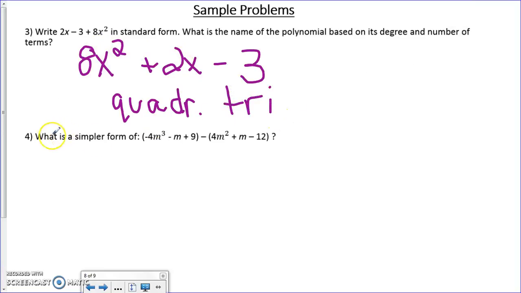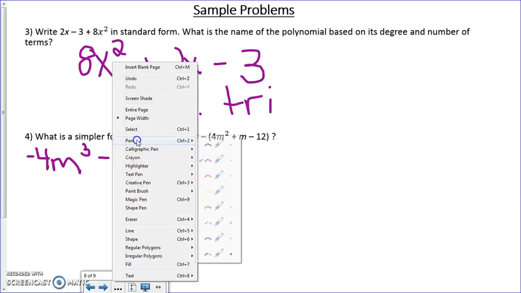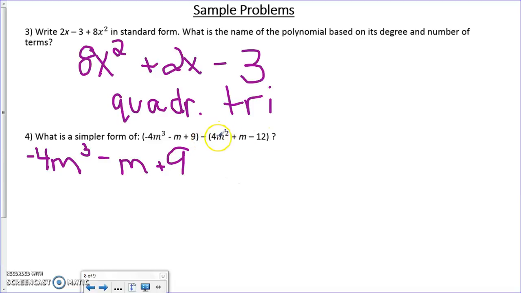Okay. What is a simpler form of negative 4m cubed minus m plus 9 minus 4m squared plus m minus 12? This is a problem from subtracting polynomials. So I'm going to keep the first polynomial, negative 4m cubed minus m plus 9, and I'm going to change the sign of everything next. So this is positive 4m squared, so I'm going to make it minus 4m squared. That says plus m, I'm going to write minus m, and that says minus 12. I'm going to change it to plus 12.